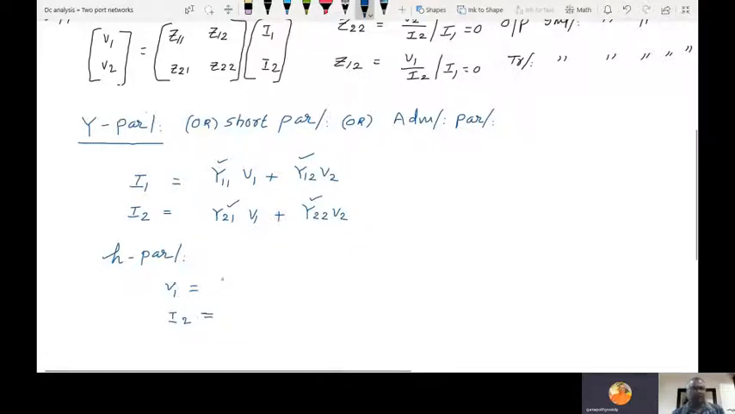Here voltage, here current. So V1 equals H11 I1 plus H12 V2. Then I2 equals H21 I1 plus H22 V2.